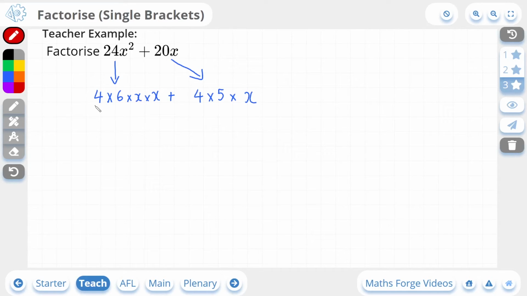So now we're going to go ahead and find our highest common factors. I can see here that 4 is the highest common factor that's a number, but then we still have some common factors that are variables, and we have a common factor of x that is a variable. So I'm going to go ahead and take out 4x from each term, and we're going to put this on the outside of the bracket. Now what's left on the inside of the bracket are the remaining terms.